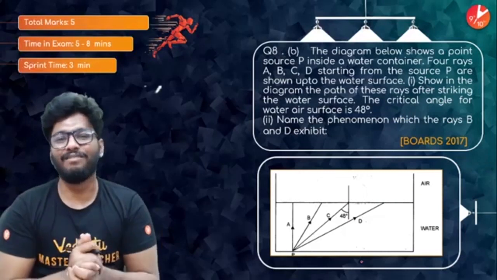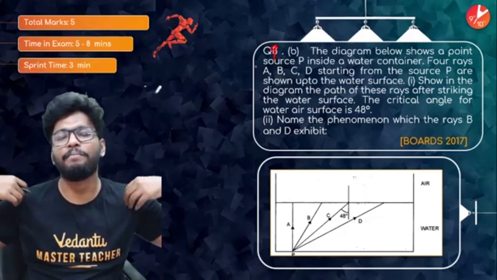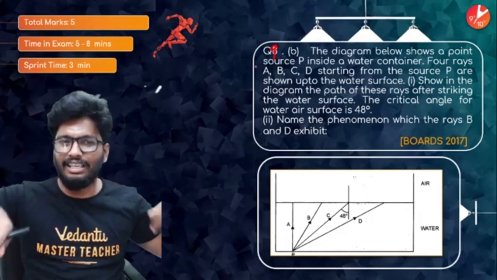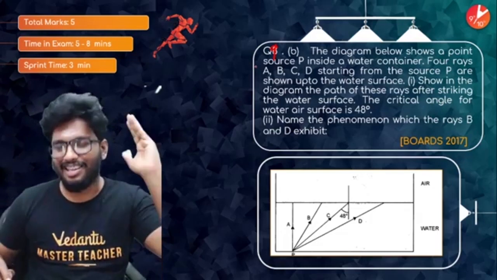That's it. Alright, one more question. This is not the 8th question. This is the 9th question. Again, a 5-mark question. 5 to 8 minutes. 2017 board exams again. 3 minutes. Trust me, it won't take so much time. Let's go ahead and do this, guys.